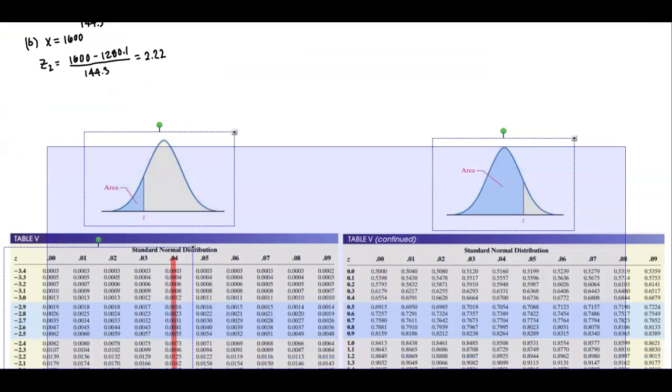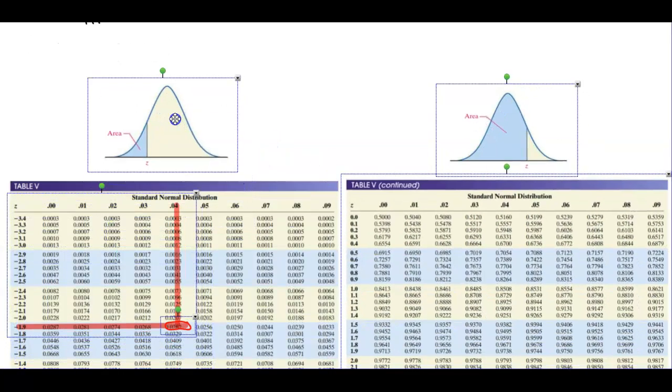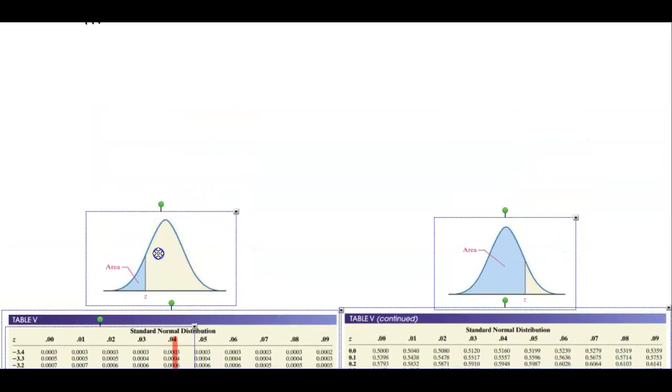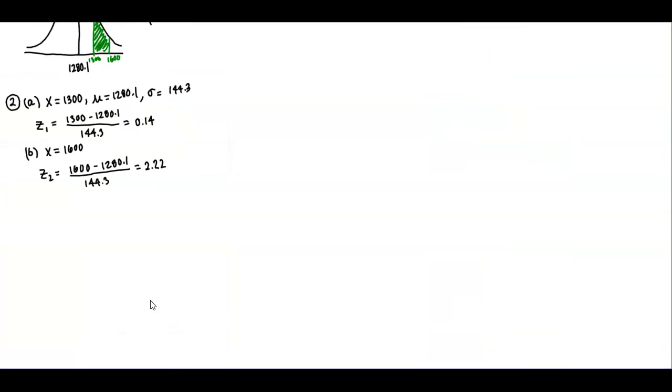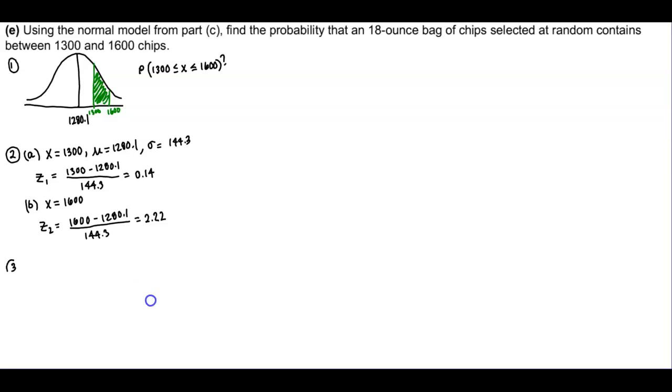Okay, so let's move this down just a little bit here. If we wanted to draw our new bell curve, just so that we can see this in terms of the standard normal curve, we now know that the mean is 0, and the two z-scores that we're looking for, we found to be 0.14 and 2.22. So the first thing we want to do, if we're using a table, is find the area that's to the left of 0.14.